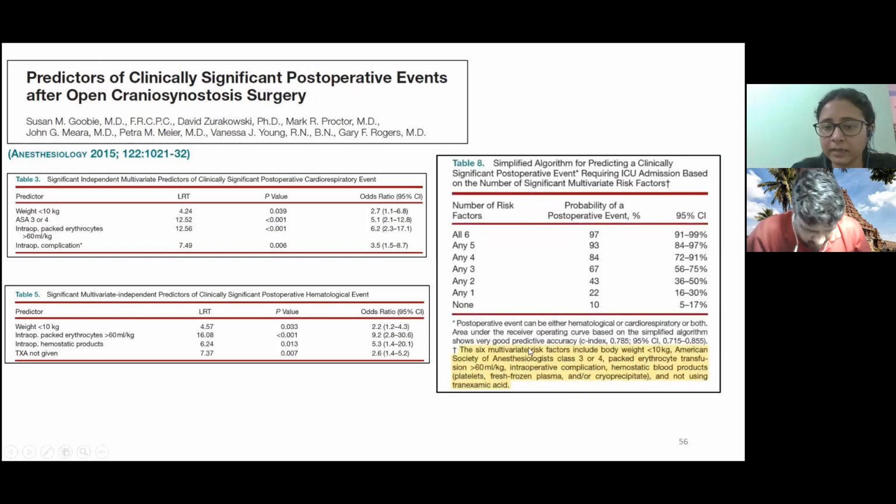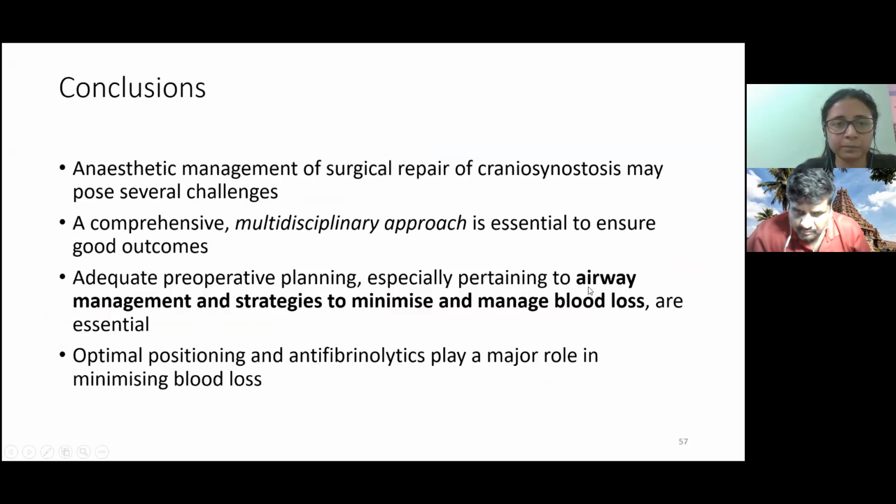The multivariate analysis included 6 factors, which were a body weight less than 10 kg, ASA class 3 or 4, packed red cell transfusion more than 60 ml per kg, intraoperative complications such as hypotension, arrhythmias, venous air embolism, hemostatic blood product administration, and not using tranexamic acid. So when all 6 of these were present, probability of a significant hematological or cardiorespiratory event was 97%, whereas when none of the factors was present, it was only 10%.